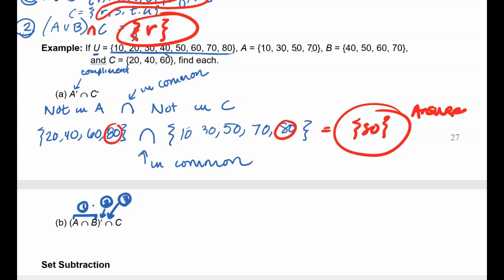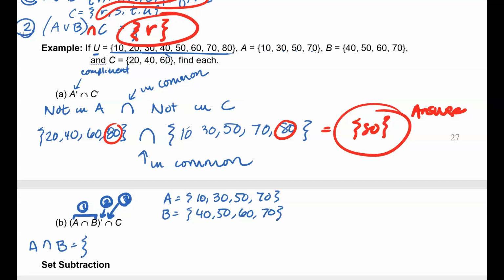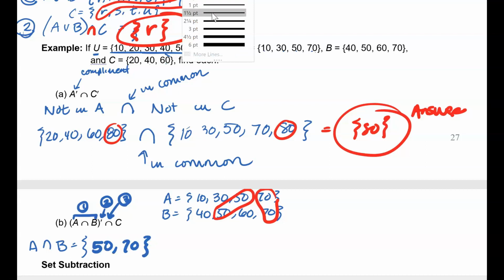A intersect B. So I'll write these up here. So A is 10, 30, 50, 70. B is 40, 50, 60, 70. What do they have in common? So A intersect B. Let's look and see what they have in common. It looks like they have a 50 in common and they have a 70 in common. So I'm going to write down 50, 70. That's A intersect B. That's what they have in common.